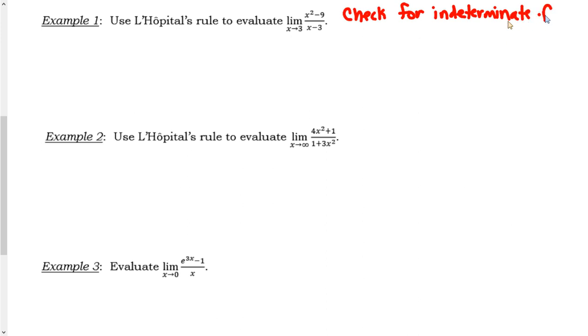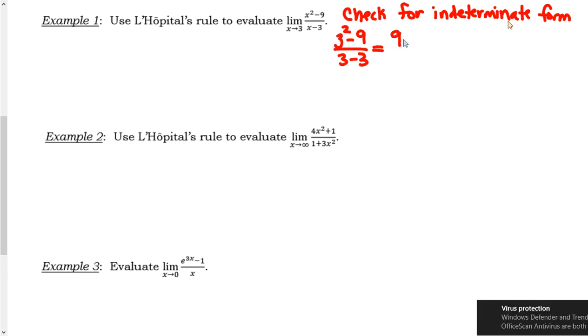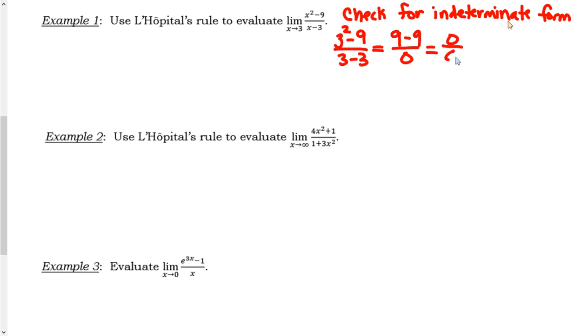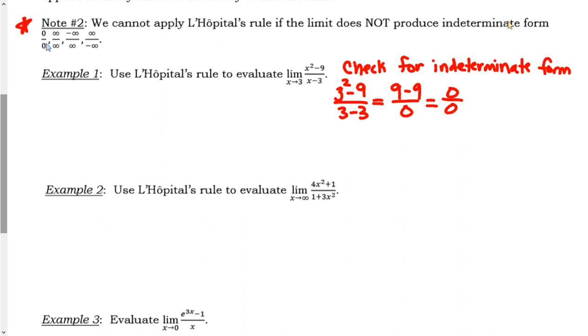You don't have to write the words down, but you need to show something like this, that we have plugged in the 3 and we get 3 squared minus 9 divided by 3 minus 3. And that gives me 9 minus 9 over 0, which is 0 over 0. And then I go, is that an indeterminate form? And I look back at my indeterminate forms, and there it is right there. So that is an indeterminate form, which means now I get to use L'Hopital.